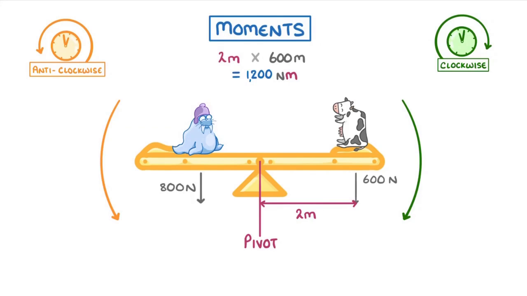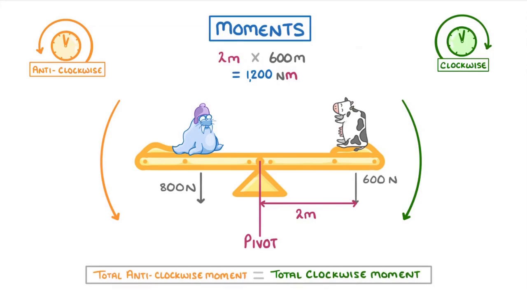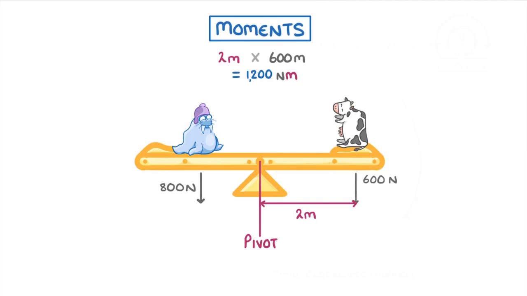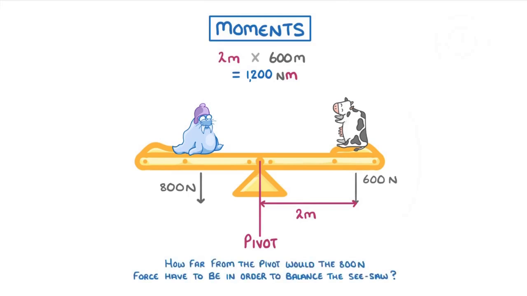If the two moments are both the same size though, so the total anticlockwise moment is equal to the total clockwise moment, then the seesaw won't move at all, as they'll perfectly balance each other out. For example, in this case that we've drawn here, how far from the pivot would the 800 Newton force have to be in order to balance the seesaw?